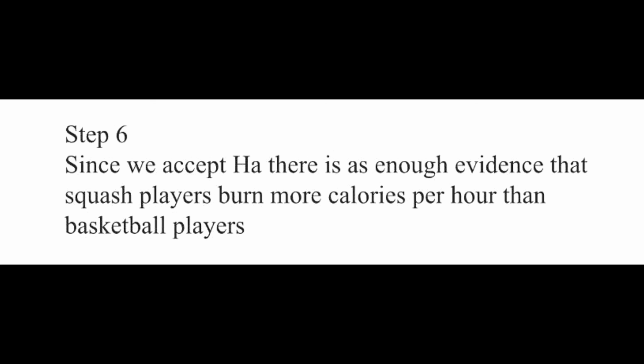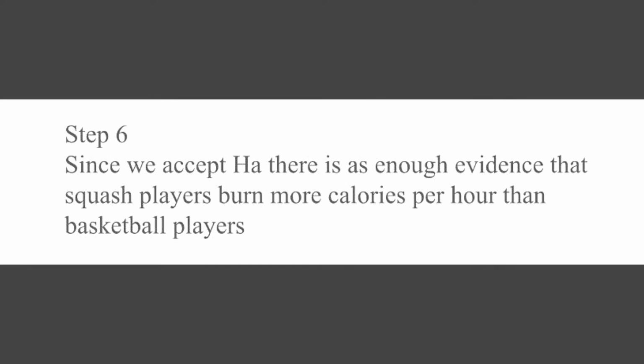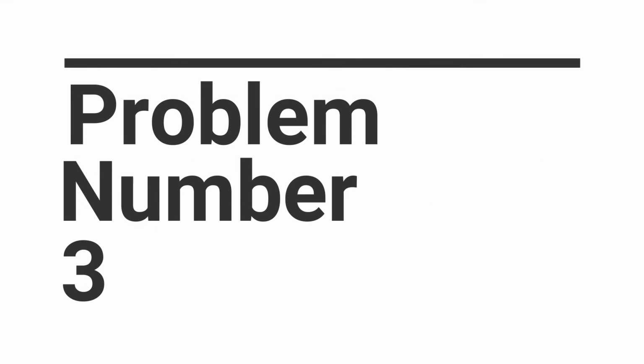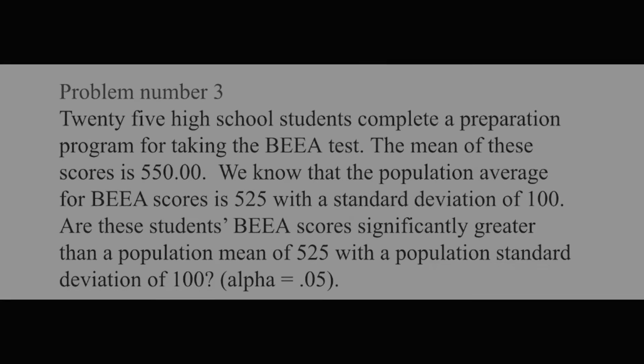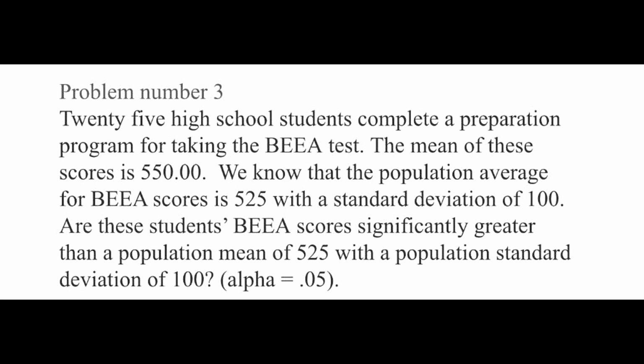Now we conclude that since we accept HA, there is enough evidence that squash players burn more calories per hour than basketball players. One sample Z test 3. We're down to our last example for this topic and you're doing great.